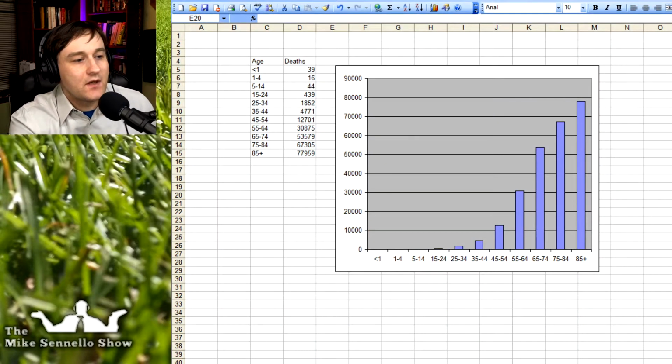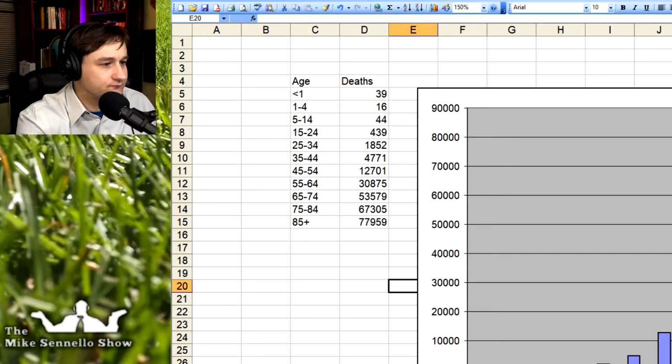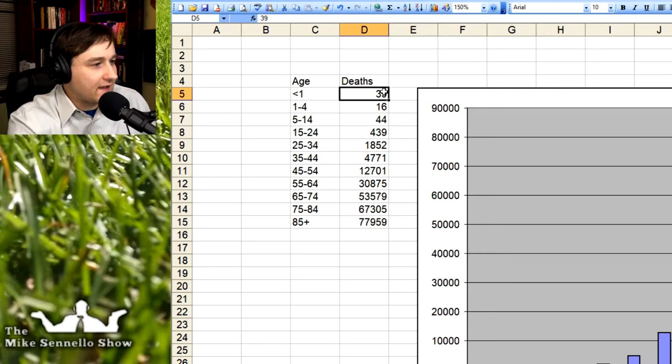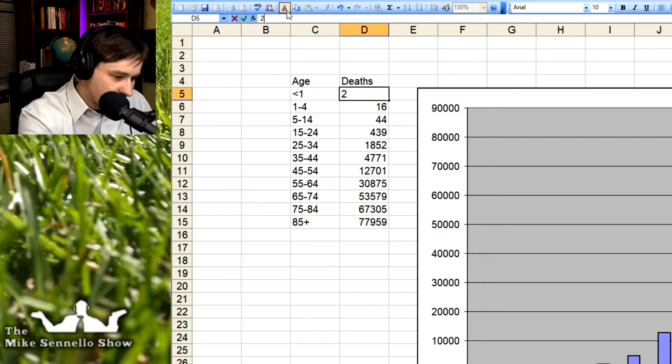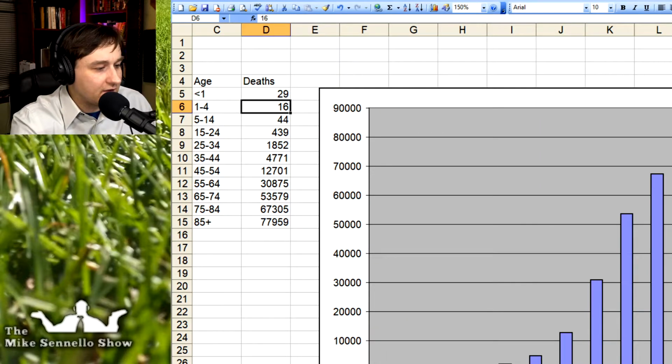I did that. So this is a breakdown of deaths due to big C, and we can probably afford to zoom in on this. Let's see if I can find the zoom button. Let's make this 150%. So we have 39. This should actually be 29. Excuse me, this was a typo. 29 deaths under age 1. And you can kind of see as it results in a bar graph. Yeah, under age 15 really isn't even registering.